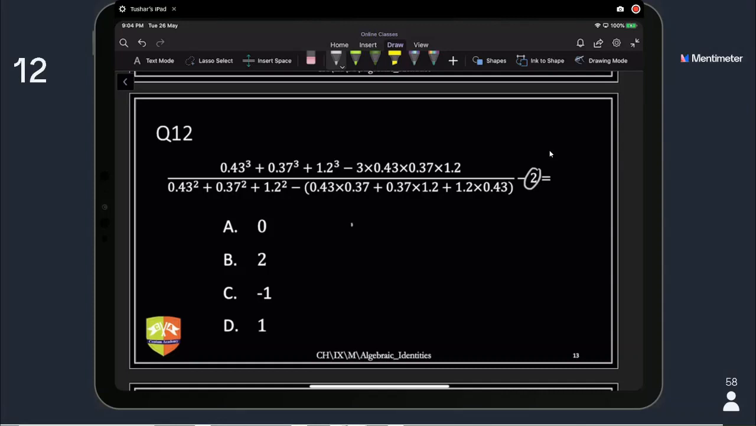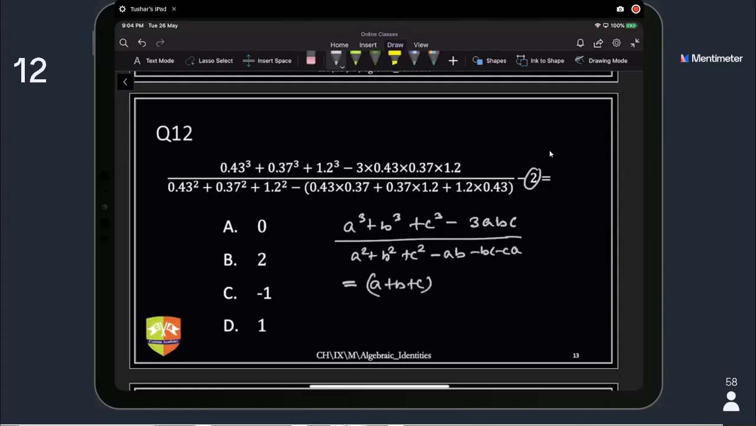So this is a cube plus b cube plus c cube minus 3abc, divided by a square plus b square plus c square minus ab minus bc minus ca. This was the thing, right? So hence this is nothing but a plus b plus c, isn't it? So a plus b plus c is 2, but there was a minus 2 also. So 2 minus 2 is 0. Answer was A. Okay, so there was a trap in the last question.